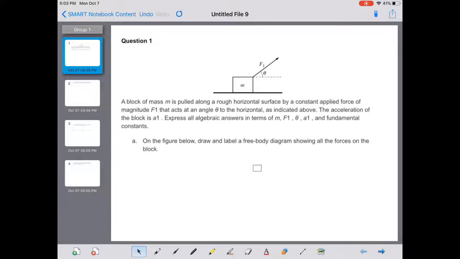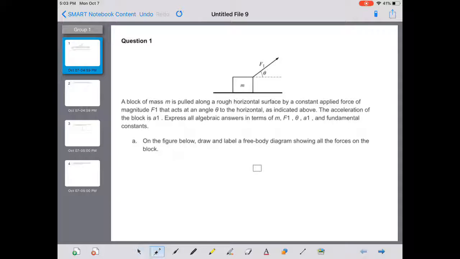A block of mass M is pulled along a rough horizontal surface by a constant applied force of magnitude F1 that acts at an angle theta to the horizontal. The acceleration of the block is A1. Express all algebraic answers in terms of M, F, theta, and A, and fundamental constants.